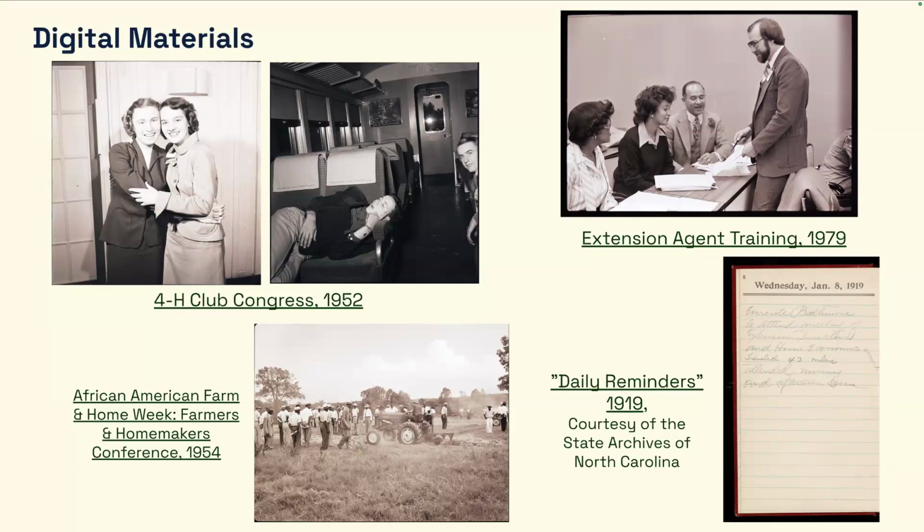In the bottom right, we have one page of a daily reminders book written by Jane Simpson McKimmon in 1919. On that page, her handwriting is a little bit difficult to read, but she traveled to Baltimore to attend an extension meeting, and she always put how many miles she traveled, and then exactly how many different conferences she attended. So she says here she attended morning and afternoon sessions.